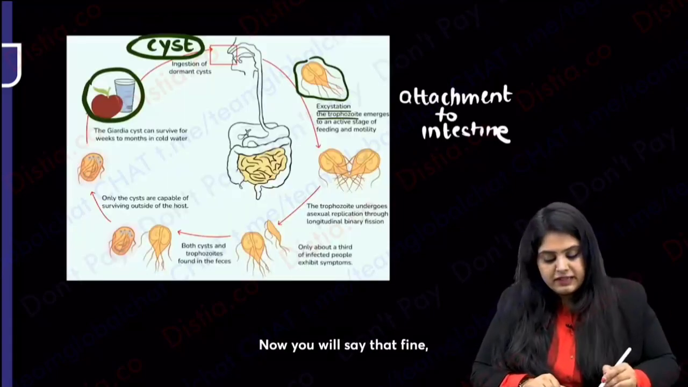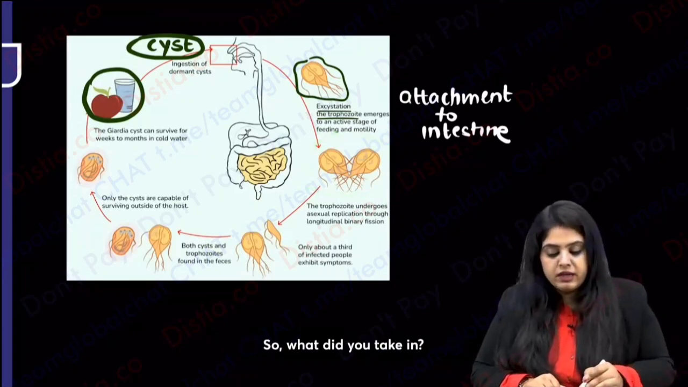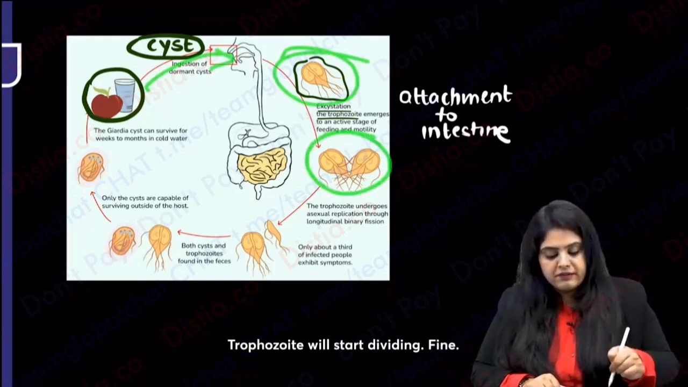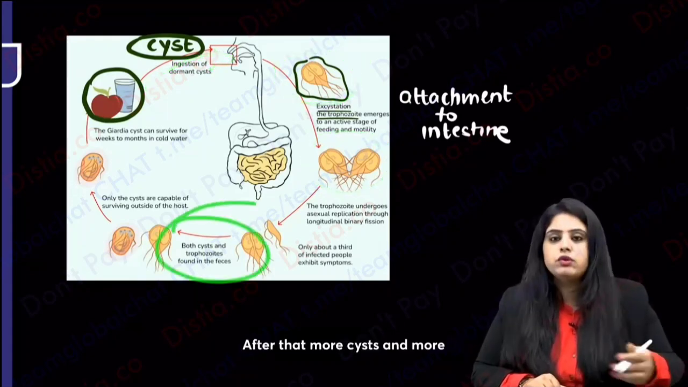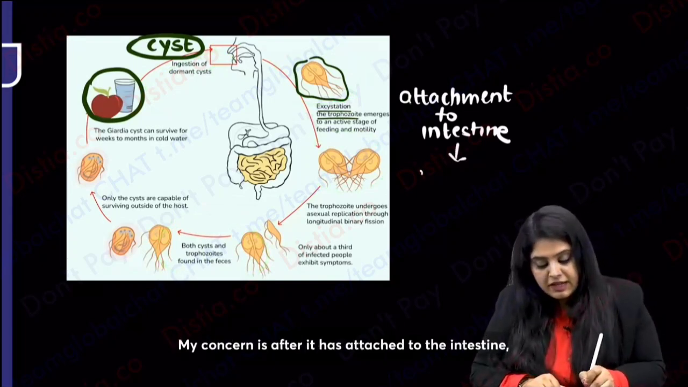Now you will say that fine, there are going to be trophozoites. The trophozoites are going to now divide. So what did you take in? You took in the cyst form. What did the cyst change into? The cyst has changed into the trophozoite. Trophozoite will start dividing. Fine. After that, more cysts and more trophozoites will form. That is none of my concern. My concern is that it has attached to the intestine.